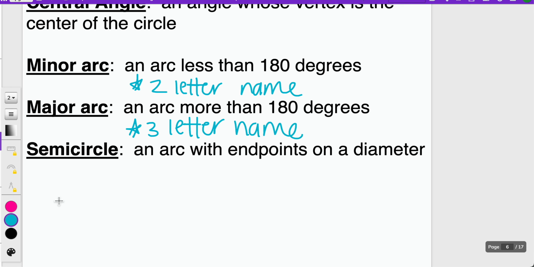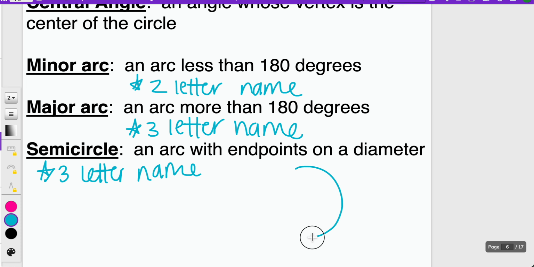And then a semicircle, we'll see that a little bit too, an arc with endpoints on a diameter. This one would also be a 3-letter name. So we can pretend that we have this circle here, and we have C in the middle, we'll have A here, and then B here, and maybe we can have point D on the outside.